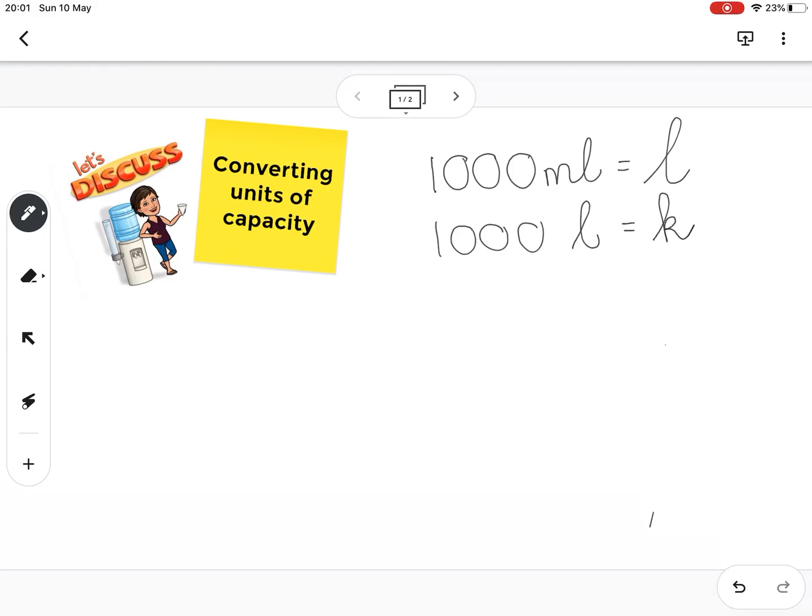And if you go and look at today's website that's been attached, you'll also see that there are other units of capacity that we're not working with in grade 6. These are the two important ones that you need to know.